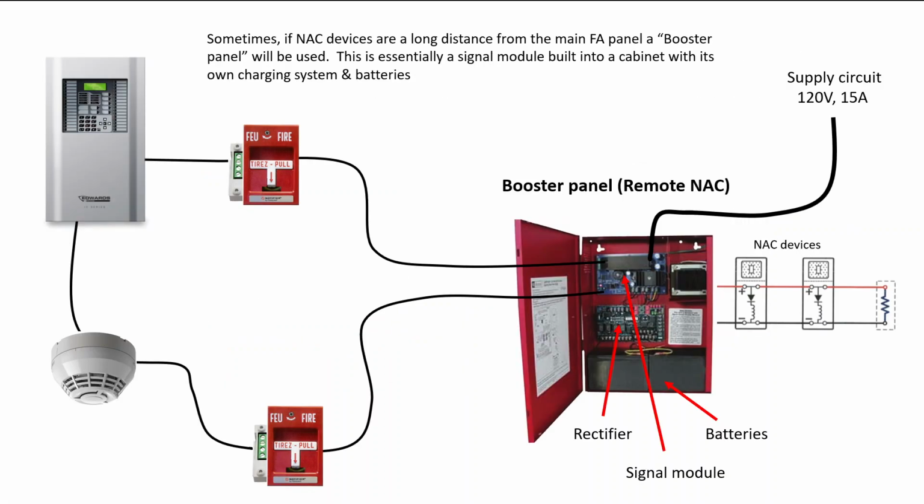Sometimes, if NAC devices are a long distance from the main panel, a booster panel will be used. This is essentially a signal addressable module built into a cabinet with its own charging system and batteries. It then has its own 120 coming in, and that then goes through a rectifier and a signal module which connects to my SLC loop wire here, and I have a set of batteries in here which are providing power in case the building power is dropped, and my NAC devices then wire up to the terminals.